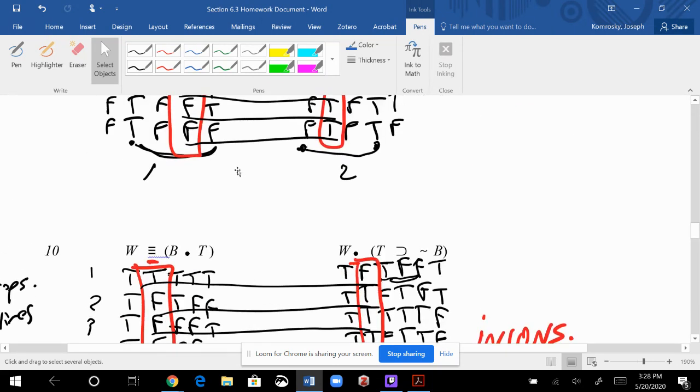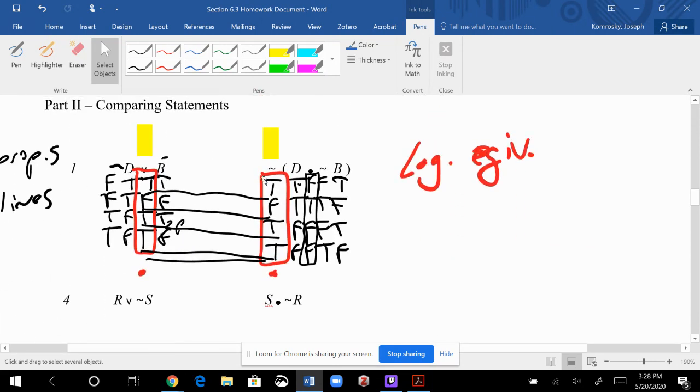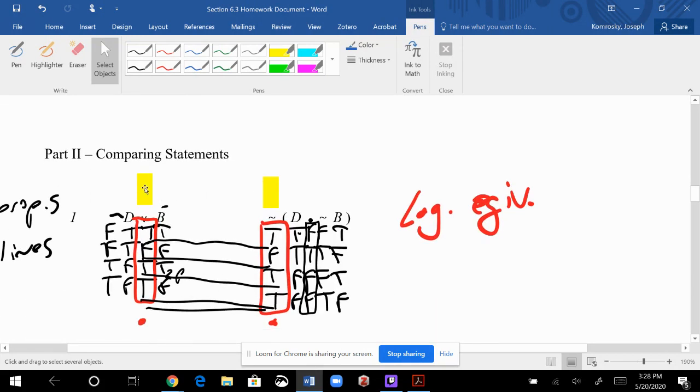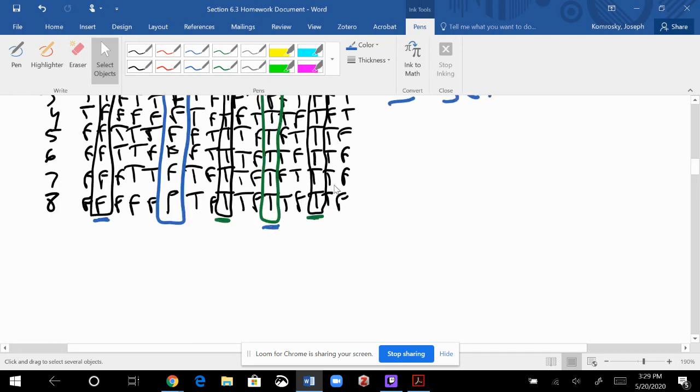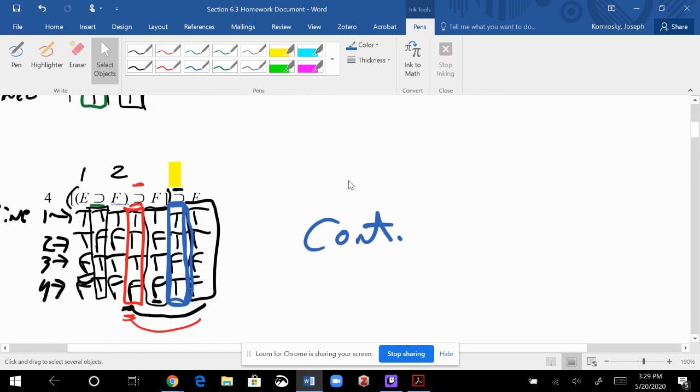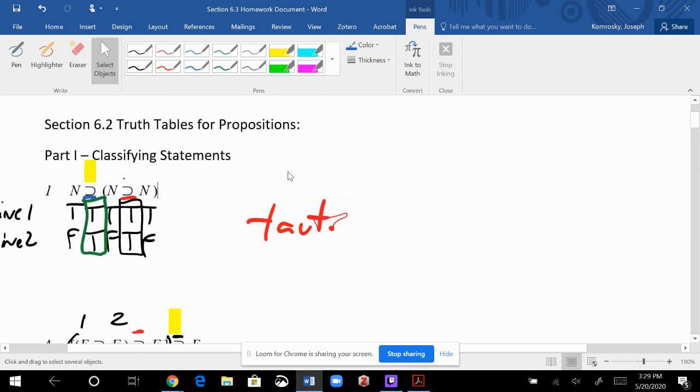And again, as review, for example, up here for number one and part two, this is the main operator for this side, the main operator for that side. And then we know we compare. And if you're just doing statements, you have to figure out what the main operator is. You can go back and pause these videos, and I highlighted the main operators.